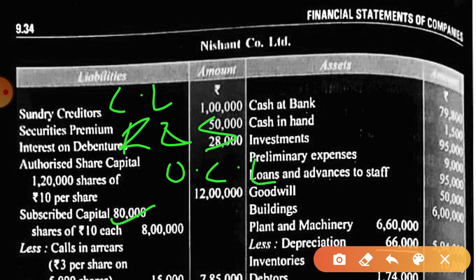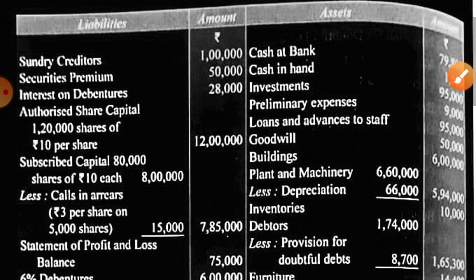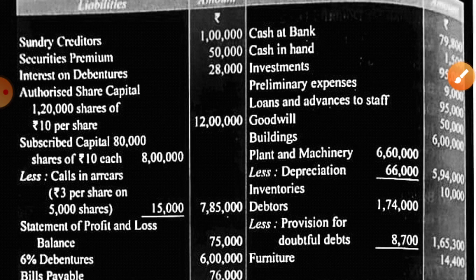Okay, so 7,85,000. How will we show it? Subscribed and fully paid up capital, subscribed but not fully paid up capital. Is this clear? So 75,000 is subscribed and fully paid up capital, and 5,000 shares are subscribed but not fully paid up capital.